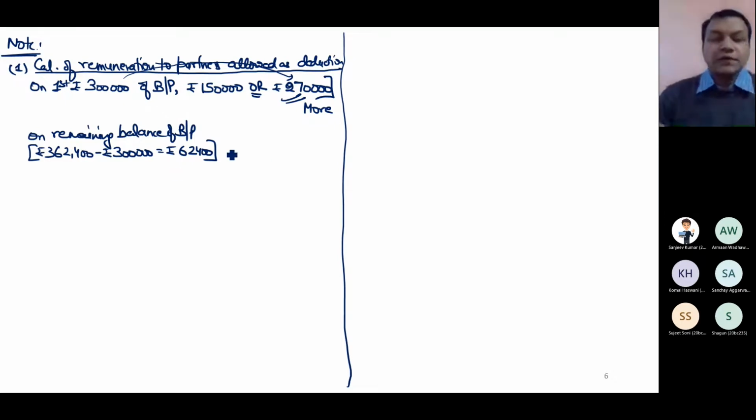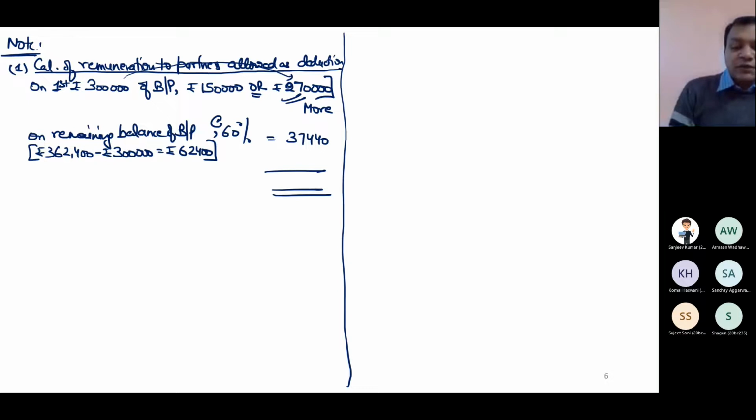60%, 37,440. At the rate of 60% it is 37,440. So what is the total as per book profit rule? 37,440 plus 2,70,000, that is 307,440. And how much have you already deducted in the P&L account?